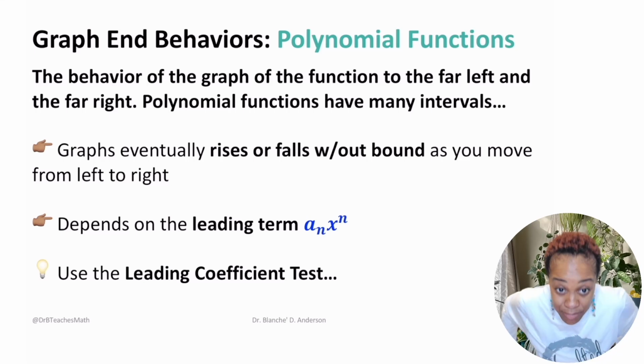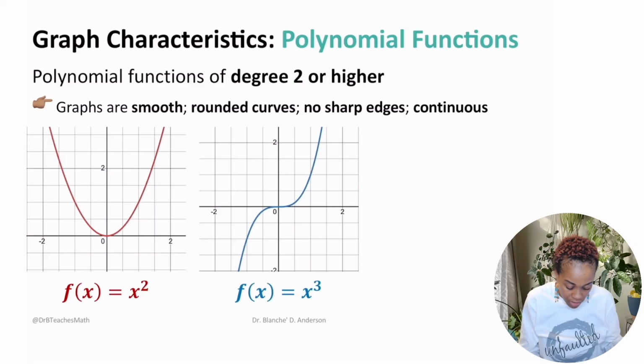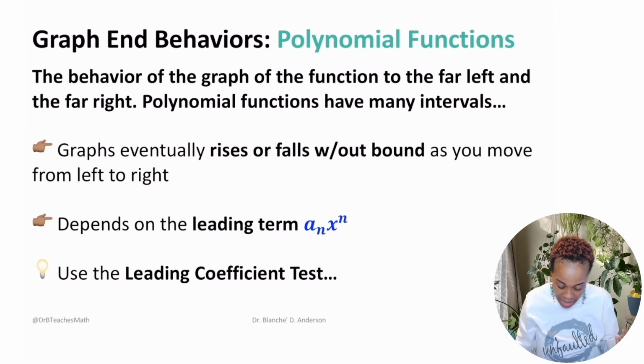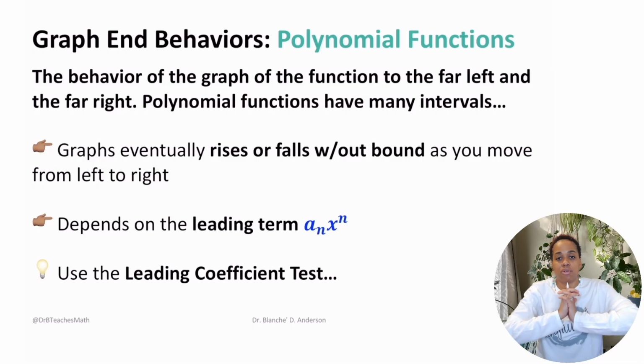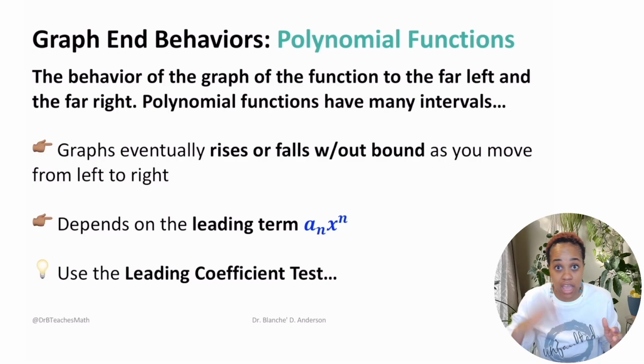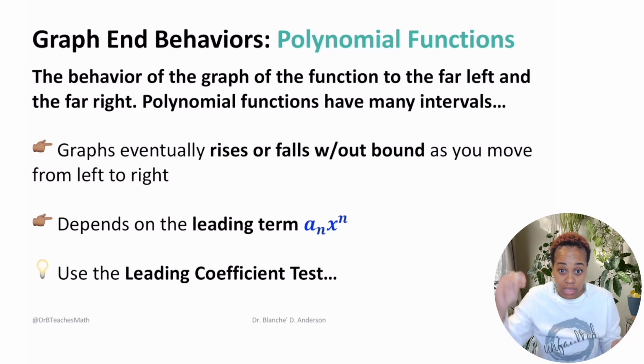So the end behaviors, this is what I was talking about. The end behavior is the ends of the graph. What are the ends of the graph doing? Are they going up like this? Are they going down here and then up here? How do the end pieces of the graph act? It's the behavior of the graph at the far left and the far right. And polynomial functions can have many intervals, especially if it's a polynomial function of degree 2 or higher. So it can really get some waves going.